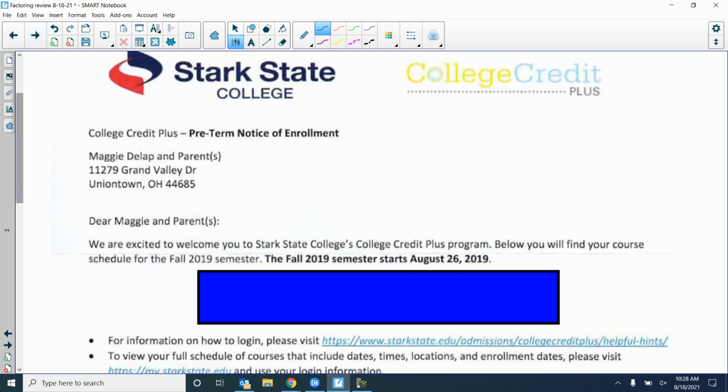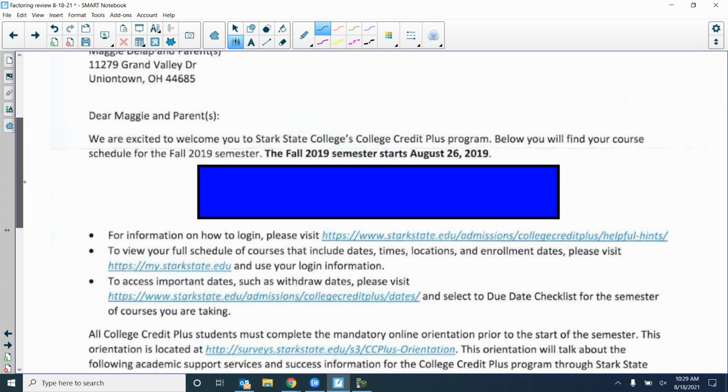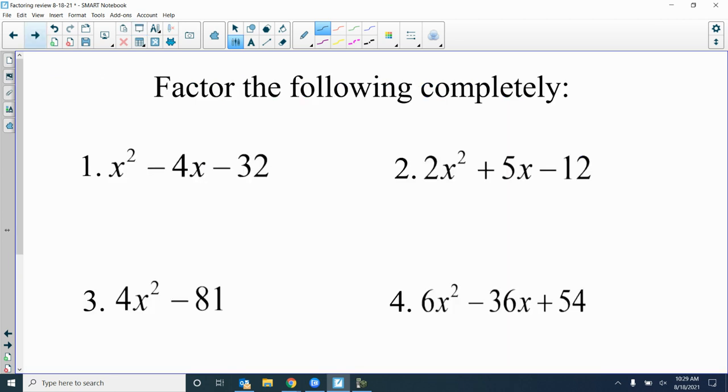Anybody get this yet? Stark State people? That should be coming in the mail. They usually have you doing orientation. They're starting a little bit later, and we start a little bit earlier than normal, so that's probably why you haven't gotten it. So Maggie got that in her last class. So be ready. We'll talk about that as we move forward.